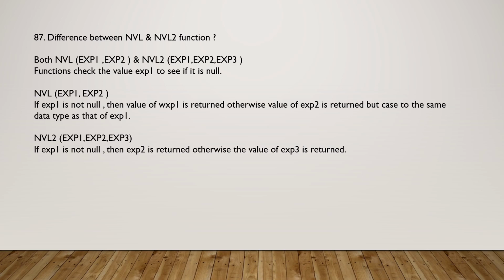NVL2(expression 1, expression 2, expression 3): if expression 1 is not null, then expression 2 is returned. Otherwise, the value of expression 3 is returned.